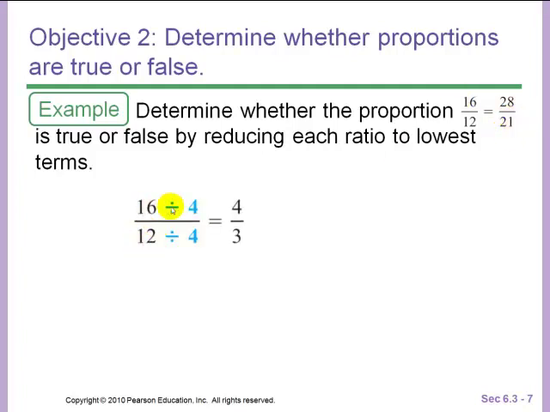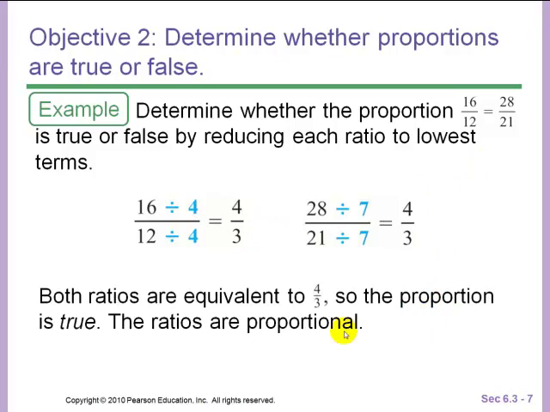16 over 12, I can divide both numerator and denominator by 4, and I get 4/3. 28 over 21, I can divide both numerator and denominator by 7, and I also get 4/3. Since they both simplify to 4/3, they are in fact equivalent, so they are in fact proportional. So these two ratios are proportional because they are equivalent. They both simplify to the same number.